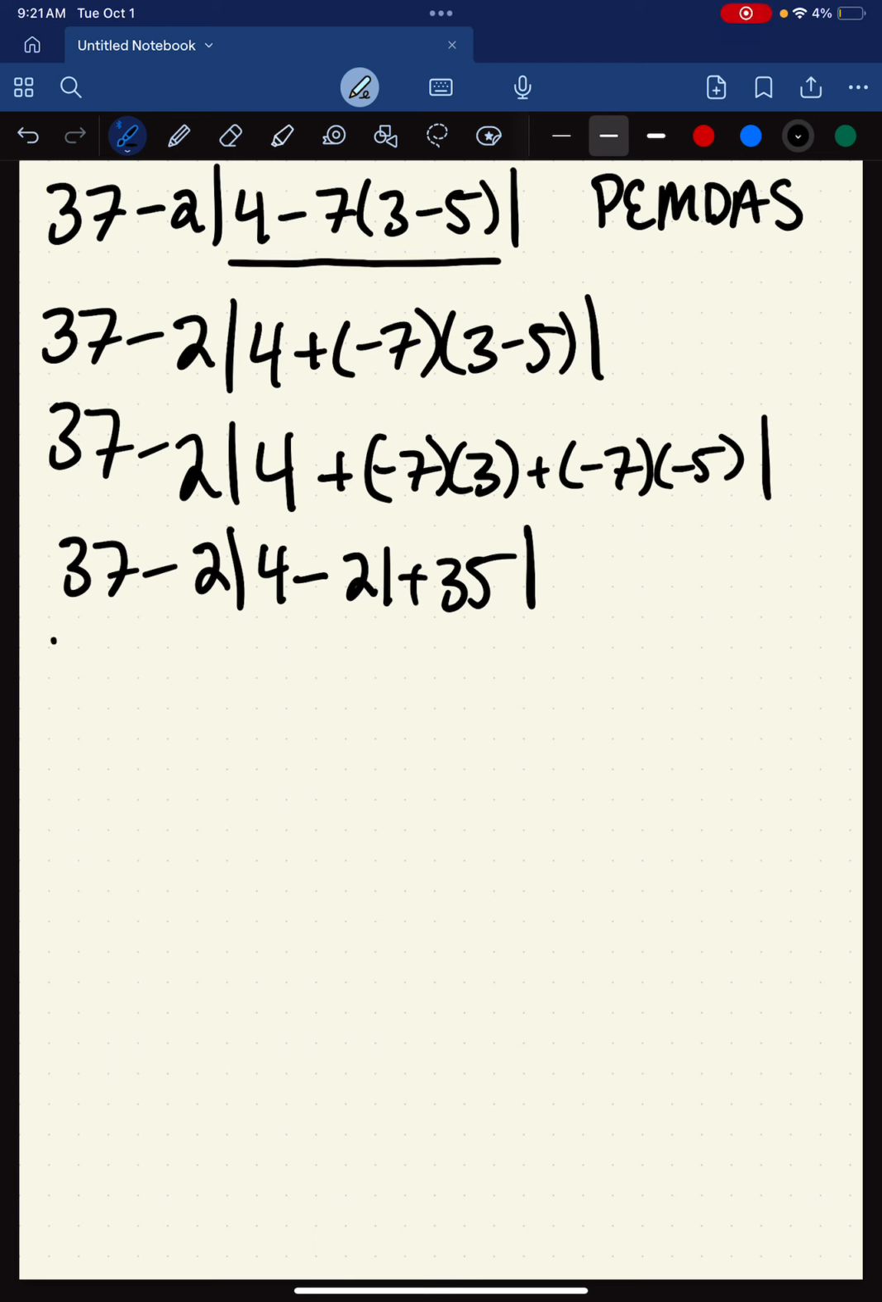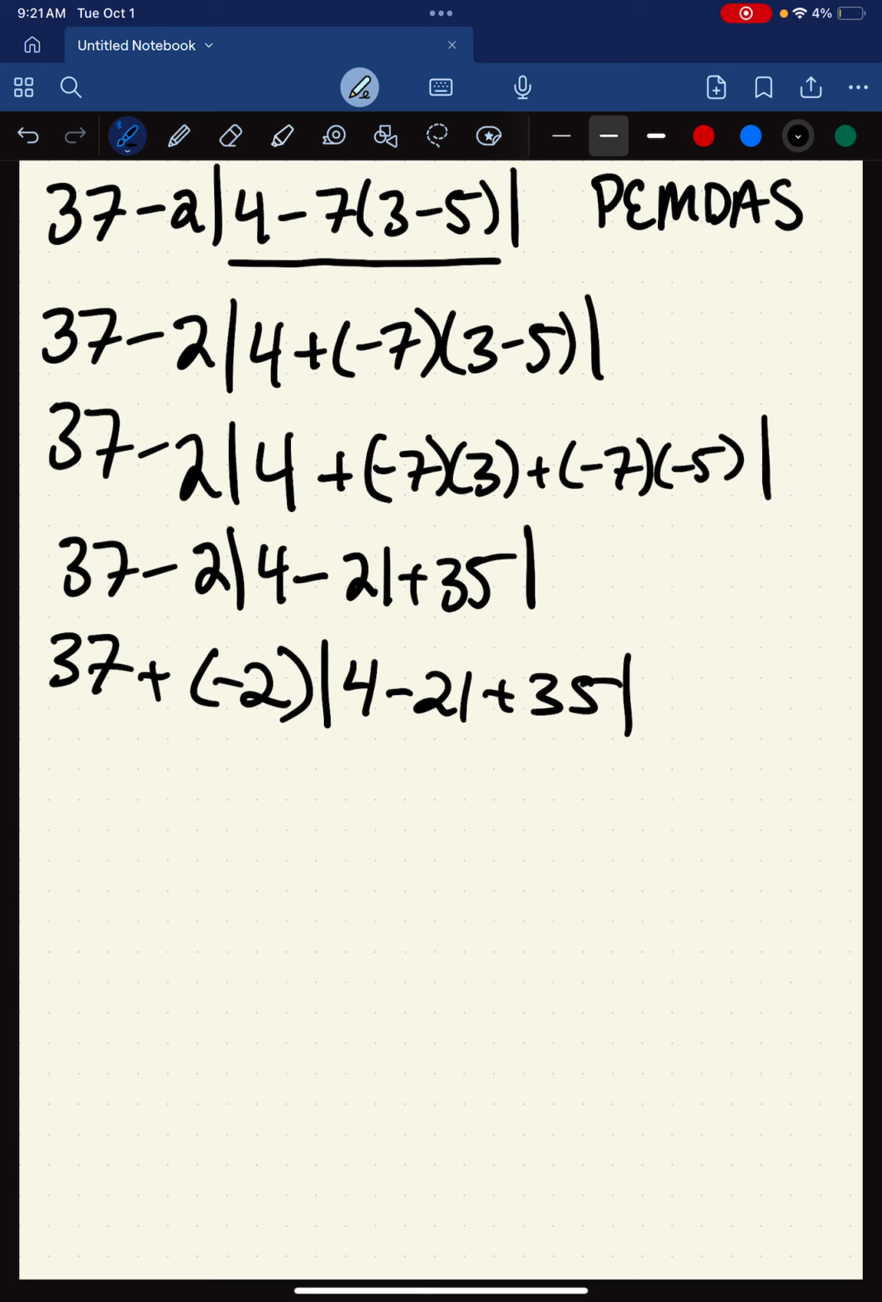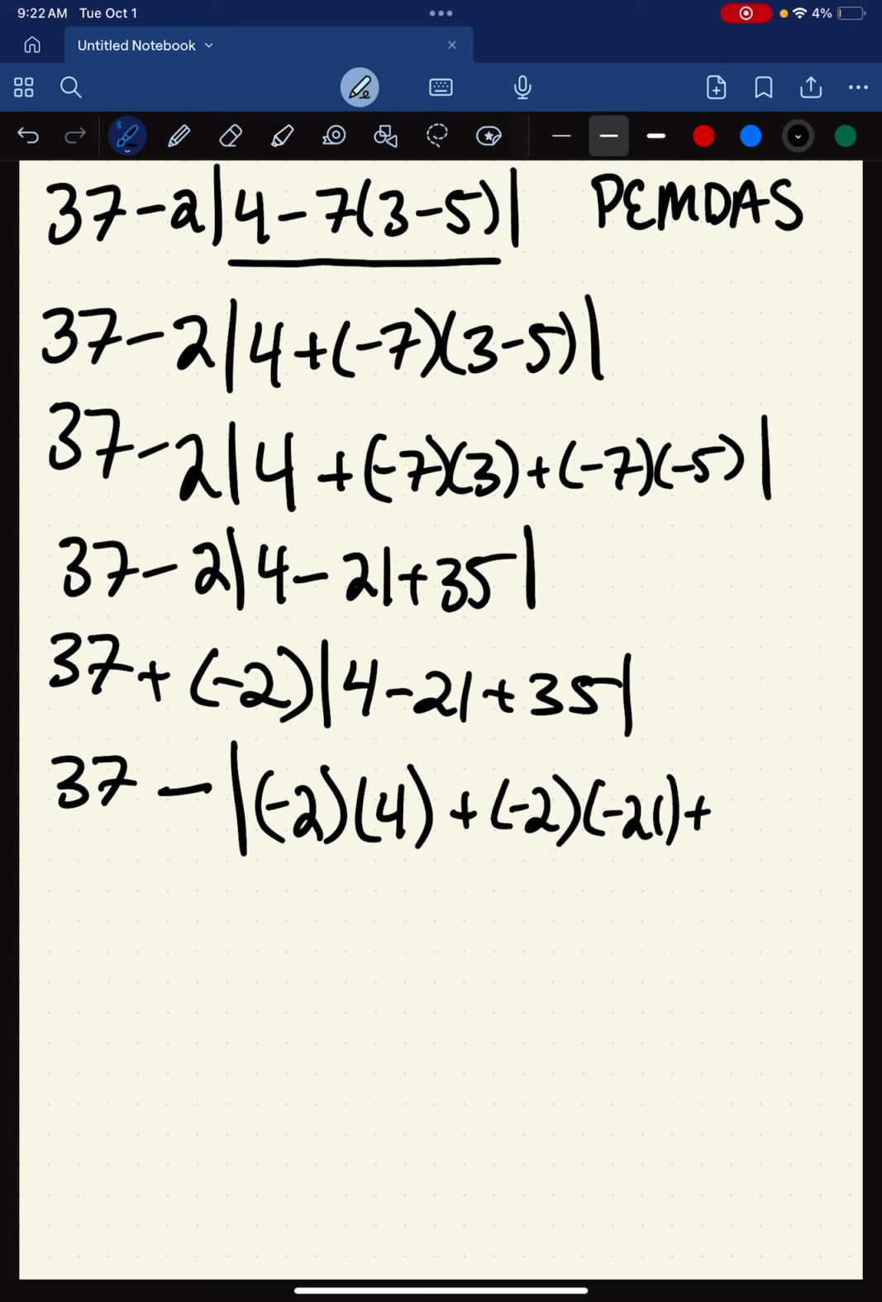So what we have here is 37 plus negative 2 times the absolute value of 4 minus 21 plus 35. And instead of simplifying this like we typically would, let's use the distributive property just to make the point here. That's going to be 37, and remember, we're going to end up doing minus the absolute value here of negative 2 times 4, plus negative 2 times negative 21, plus negative 2 times 35.